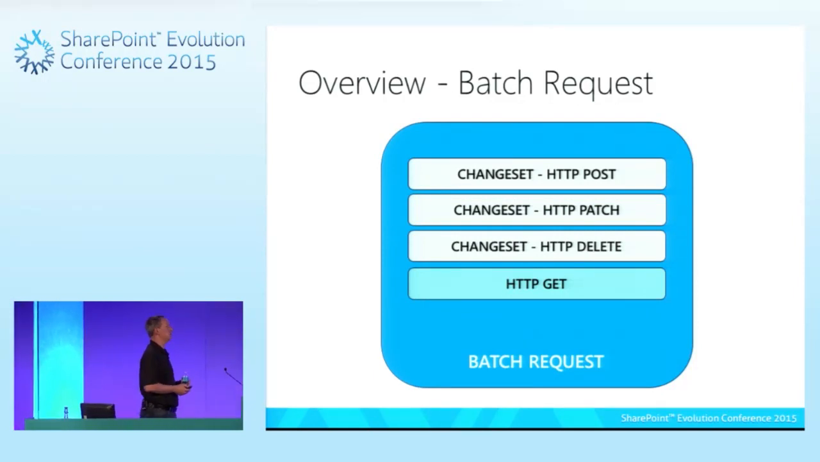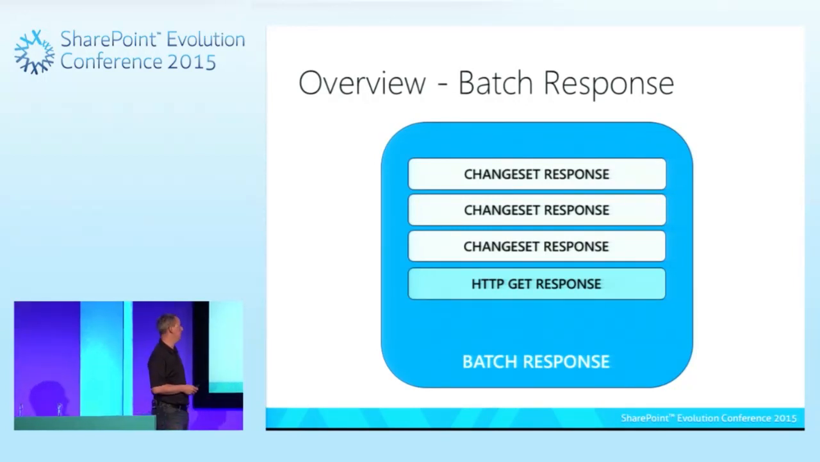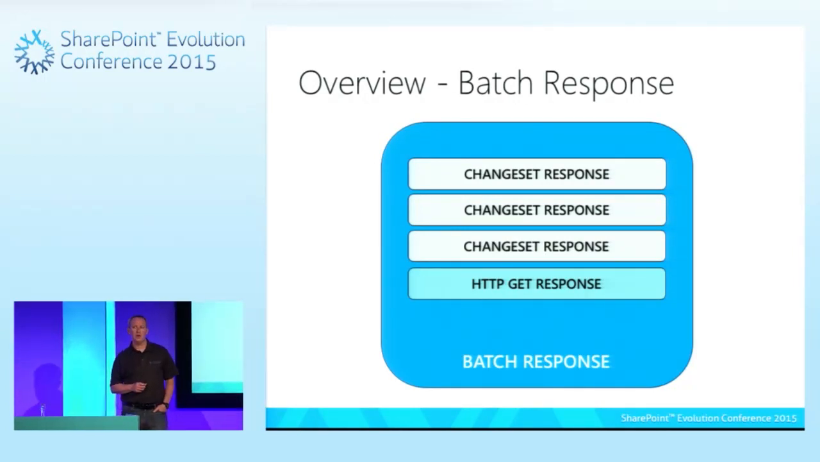So what does the response look like? The response is going to be where I get a single response back, a batch response, and then that's going to contain multiple responses for each of the different things that I told it I wanted to do. It's going to have one response per change set that I submitted and one get response back as well. And all of it is one big payload, one big response that comes back, and then I've got to parse it apart to get those little boxes in the middle.